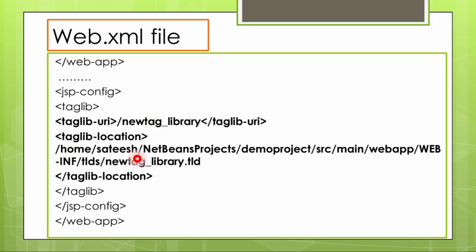This is the entire physical location. Inside home, inside NetBeans, there is a demo project. Inside the demo project, there is a folder called web apps, a very important folder. Inside web app, we have WEB-INF. We have created one folder called TLDS. Simply copy the physical location of the place where you have created the .tld and paste that location in between these two tags. This is the opening tag of location. This is the closing tag.